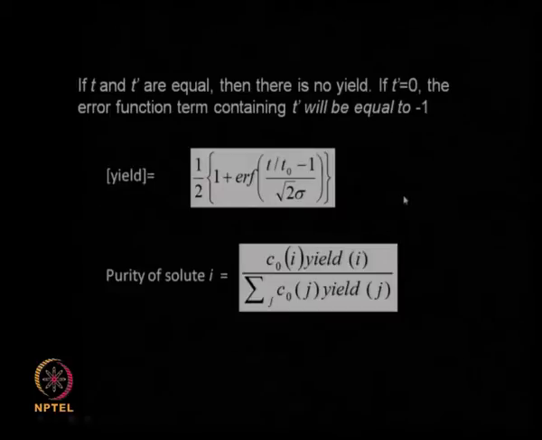Now any mixture of protein is going to have many components, okay, so there is always a purity factor involved in it. So purity of solute i is given by C0i yield i divided by the sum over C0j yield j, j could be 1 to n, where n could be the number of components present in your protein mixture, right. So that is the equation for purity.